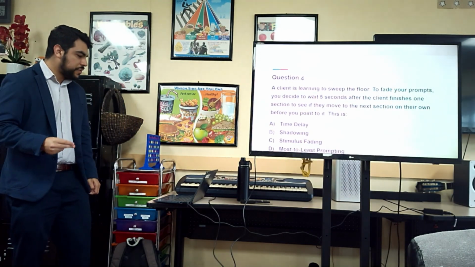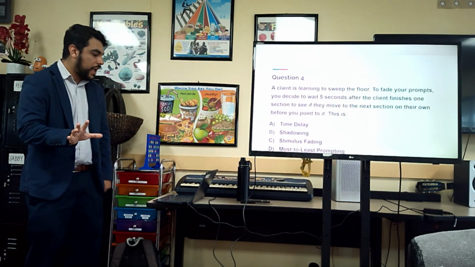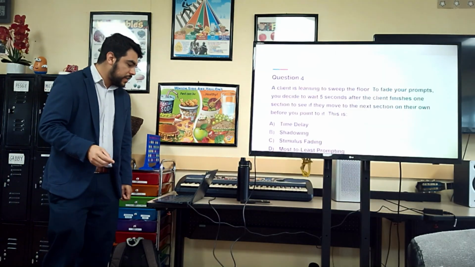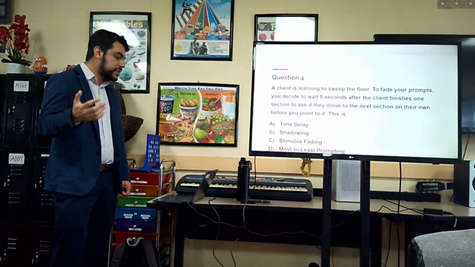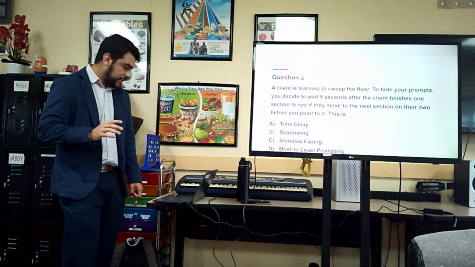Okay, a client is learning to sweep the floor. To fade your prompts, you decide to wait 5 seconds after the client finishes one section to see if they move to the next section on their own before you point to it. This is shadowing.